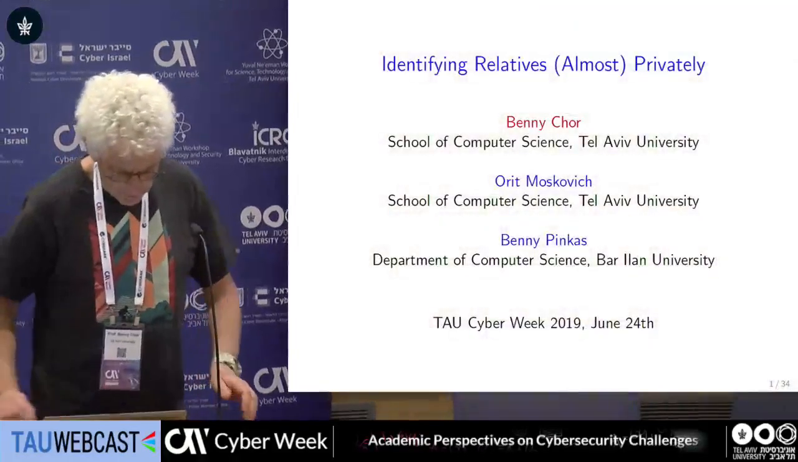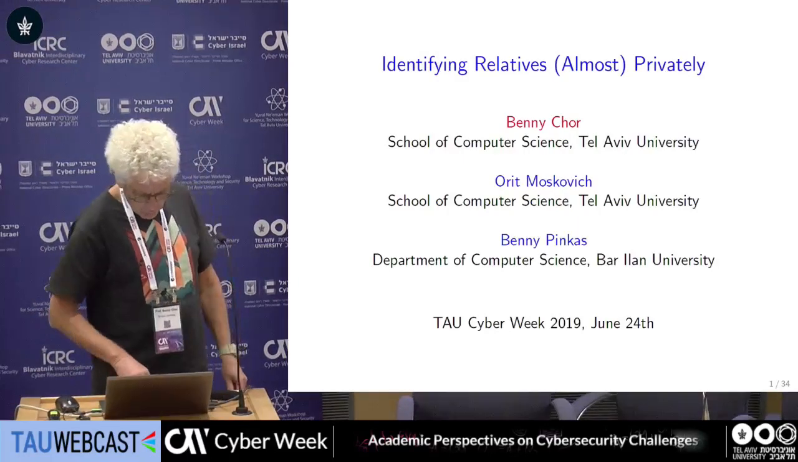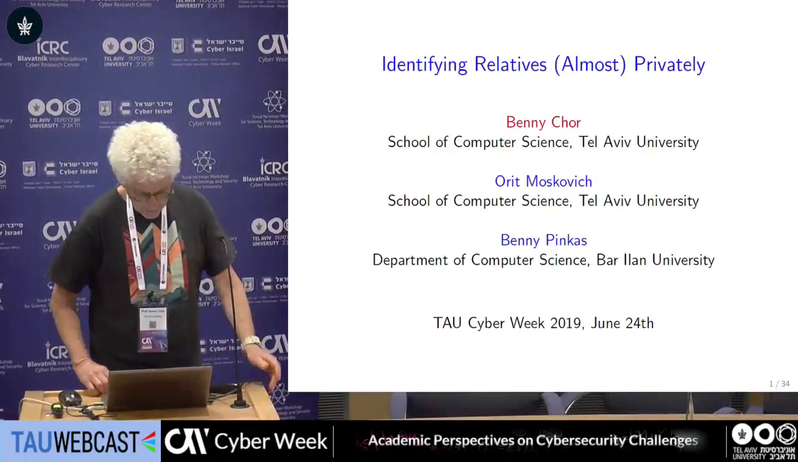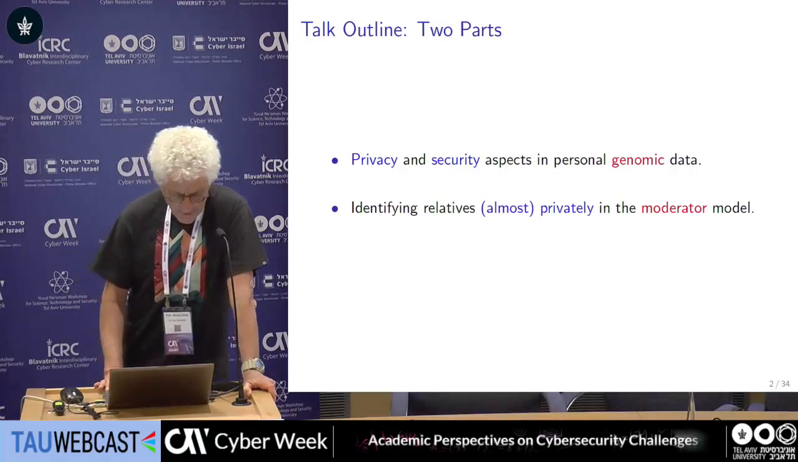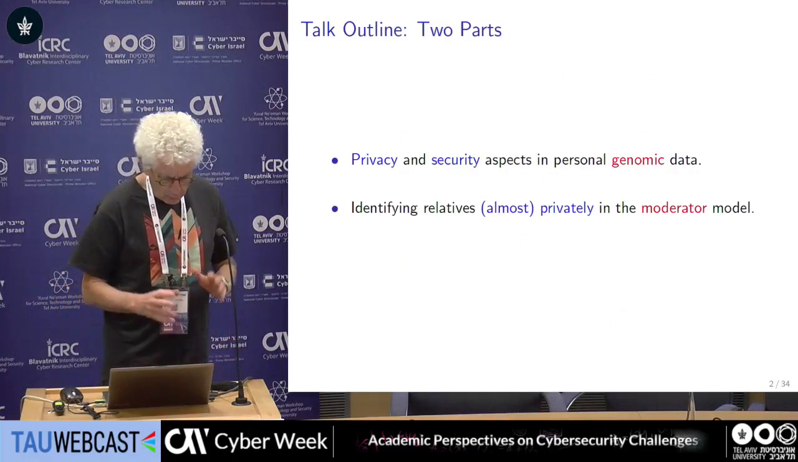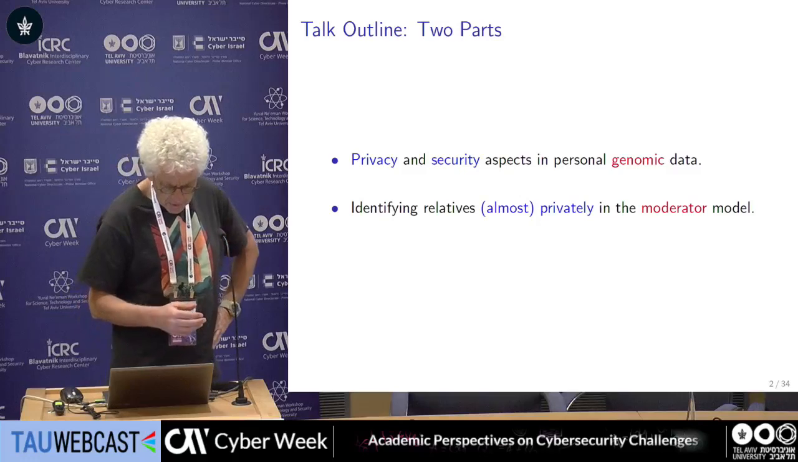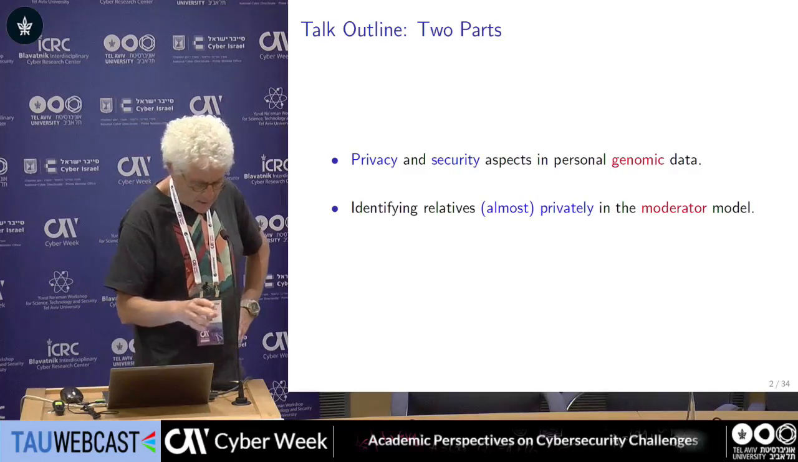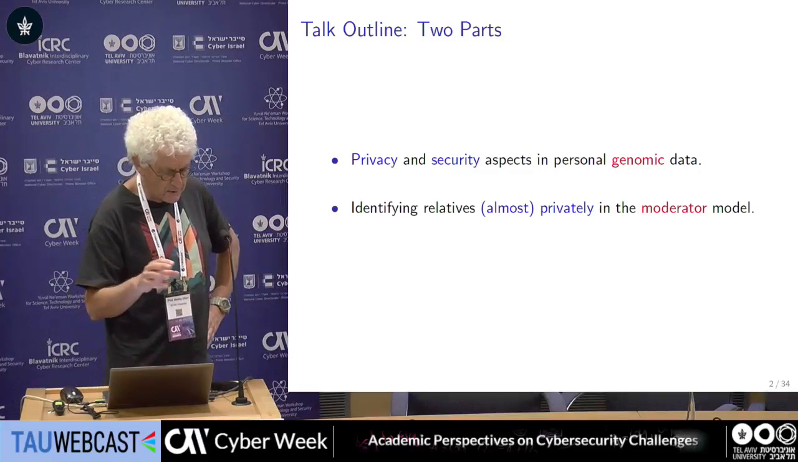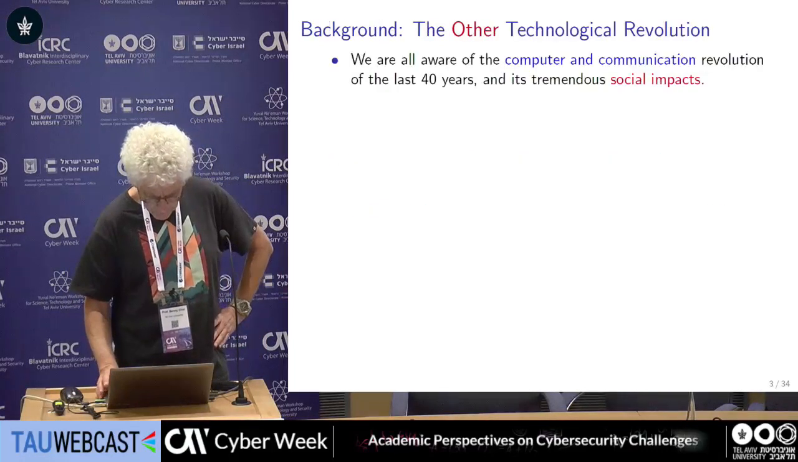Okay, thanks Benny, and thanks to the organizers for asking me to come. The title of the talk is Identifying Relatives Almost Privately, and this is joint work with Orit Moskovich, who was my master's student here, and Benny Pinkas, who was my master's student at the Technion many years ago. There will be two parts to this talk. The first is privacy and security aspects in personal genomic data. I'll give some general comments and information about that, and then I'll zoom into a specific problem about identifying relatives privately, and I'll introduce a new model for that.